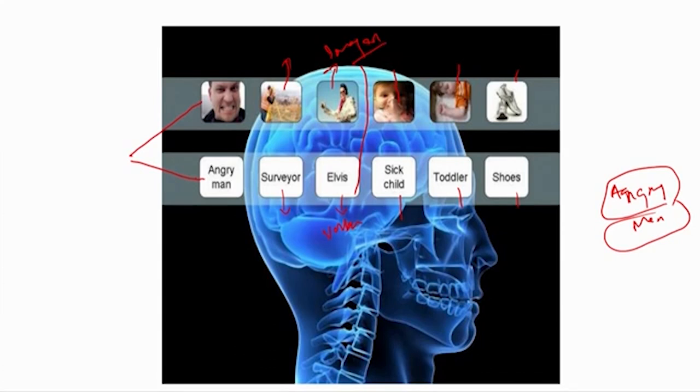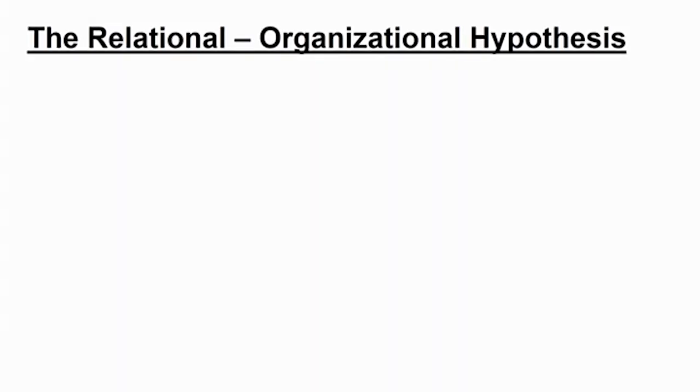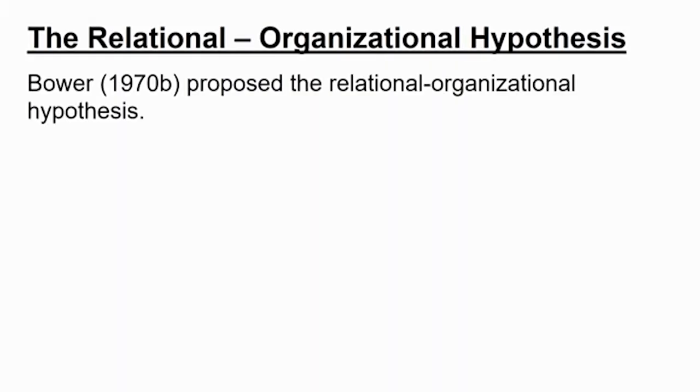Now, in addition to Paivio's dual coding hypothesis, that there are two codes, the visual code and the verbal code, which form the representation in memory, there is another explanation called the relational organizational hypothesis. And what is the relational organizational hypothesis? This hypothesis was presented by Bower in 1970b. I am sorry, the b is the study which I am talking about. In 1970 he published two papers, and one paper was not on the relational organizational hypothesis; b is a reference to this paper.